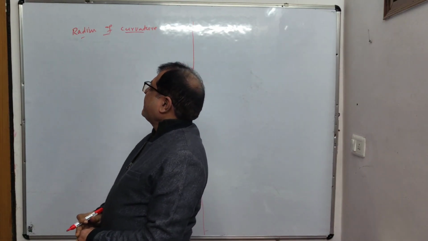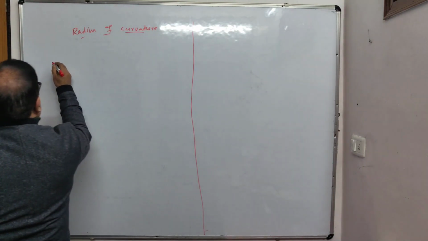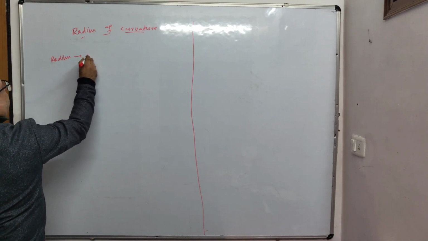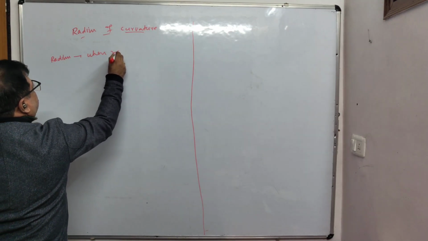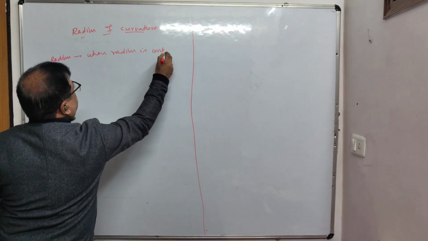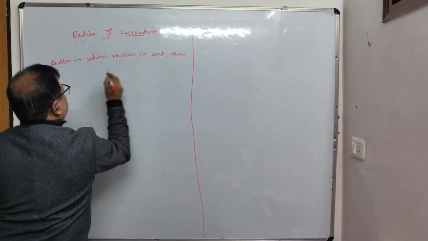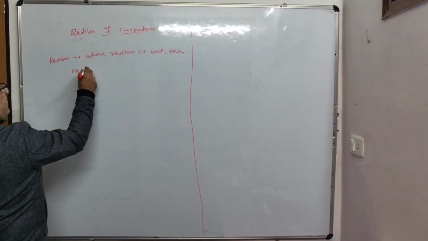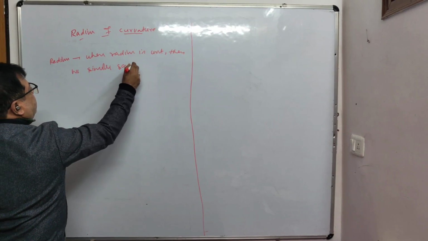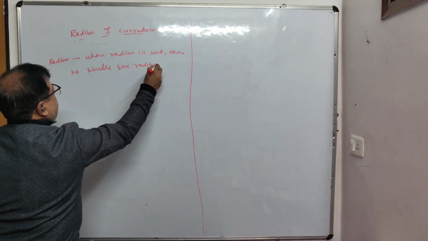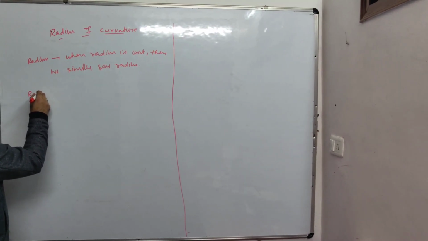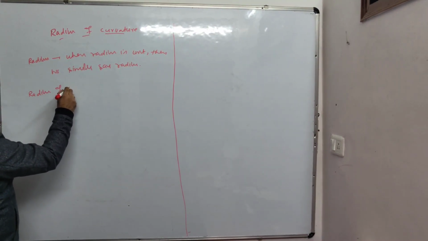So see, we are discussing radius. When radius is constant, then we simply say radius. And now radius of curvature.